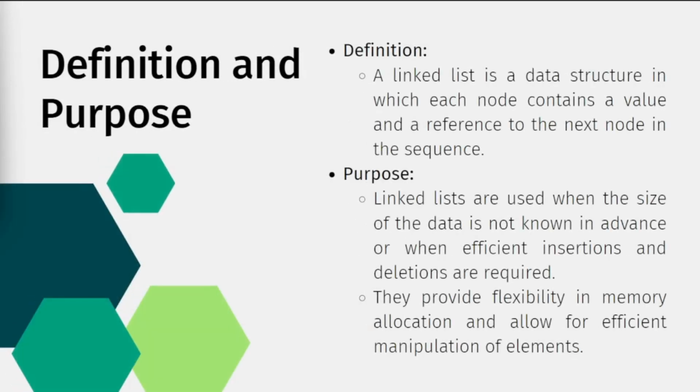The definition of a linked list is as follows. A linked list is a data structure in which each node contains a value and a reference to the next node in the sequence. Linked lists are used when the size of the data is not known in advance or when efficient insertions and deletions are required. They provide flexibility in memory allocation and allow for efficient manipulation of elements.